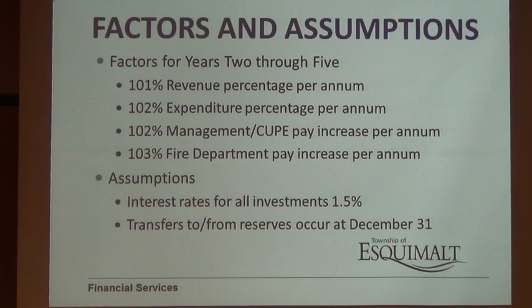And the other assumptions that we make in putting the five-year plan together are that we get a return on all of our investments of 1.5%, and that all transfers between funds happen at the end of the year, not at the beginning of the year. And that probably doesn't mean much to you right now, but it will once we get into the details later.